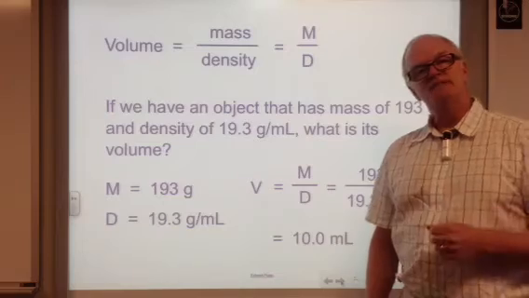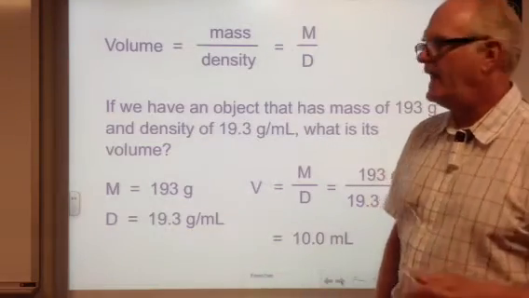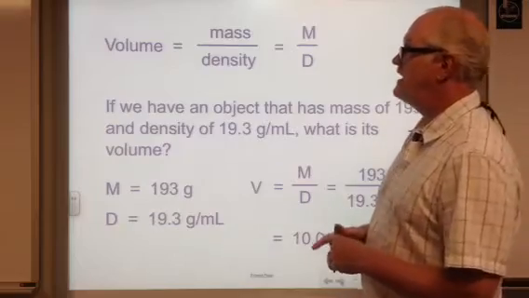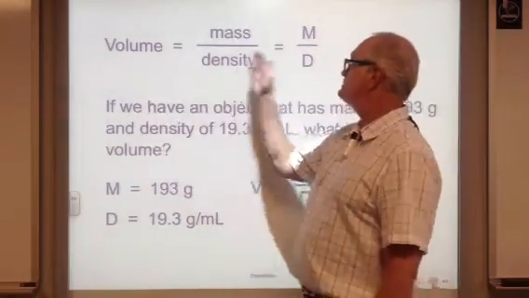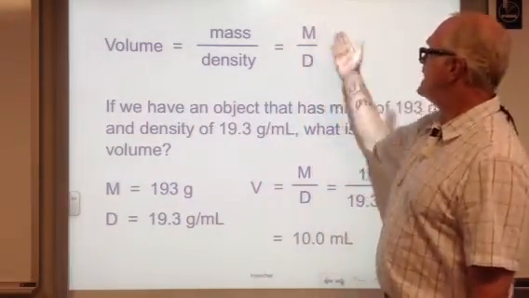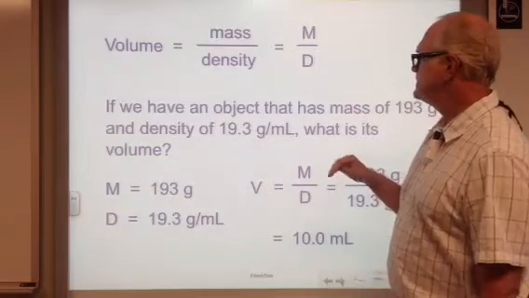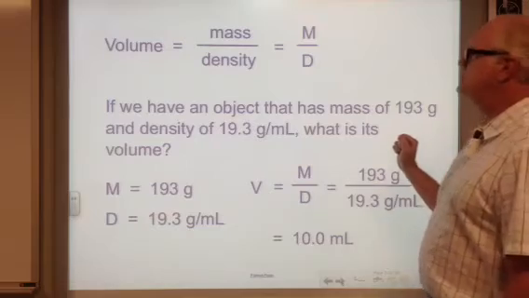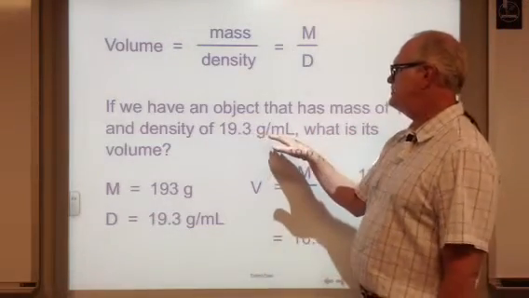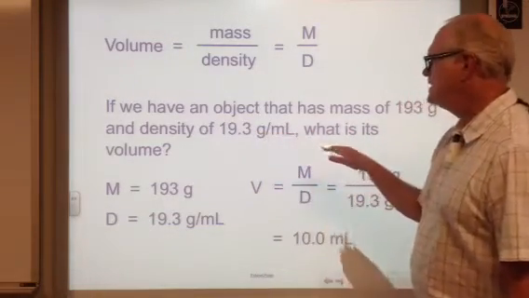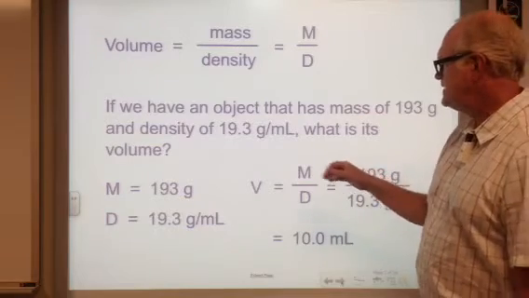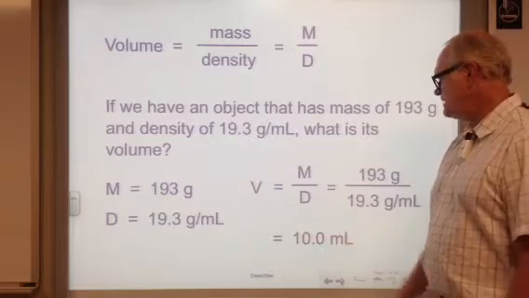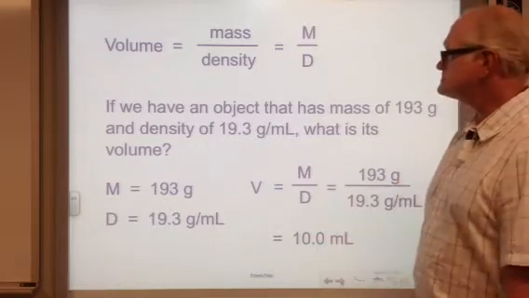What if we know the mass of an object, or can measure it, and we know what it's made of, so we can look up its density? Can we figure out its volume? Well, there's a formula for doing that. Volume equals mass divided by density. So for example, if we have something with a mass of 193 grams and a density of 19.3 grams per milliliter, what is its volume? Volume equals mass divided by density. It turns out that the volume is 10 milliliters.